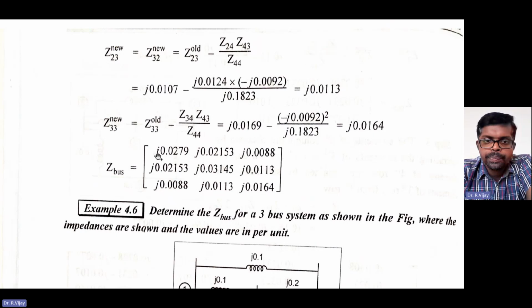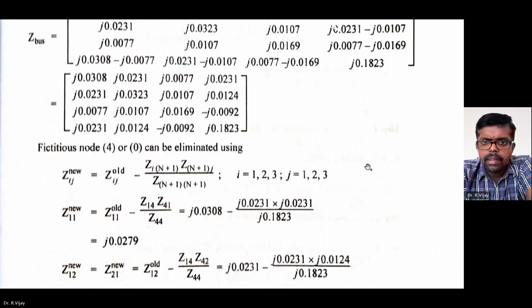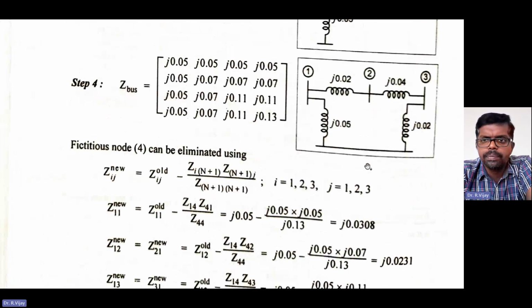Zbus equal to 0.0279j, 0.02153j, up to 0.0164j. This is the particular answer for the problem, whatever was given. This is the final answer for the problem that we have seen in the previous step. This is the answer for this particular problem.